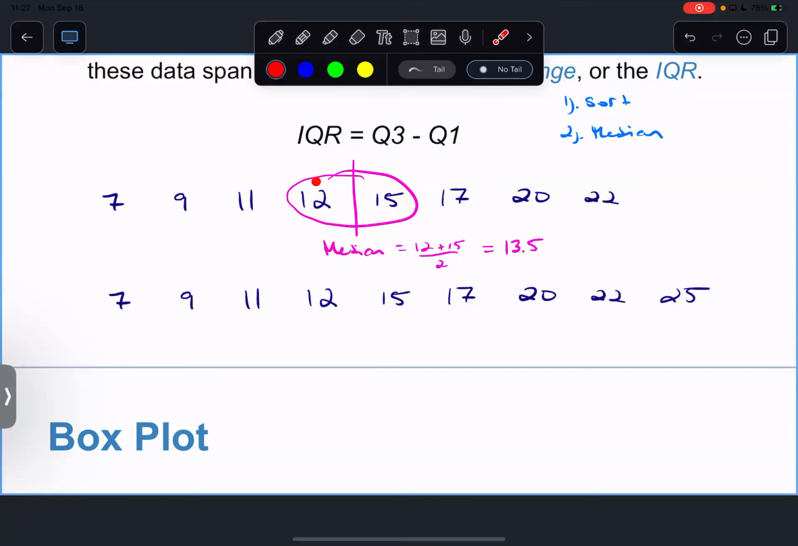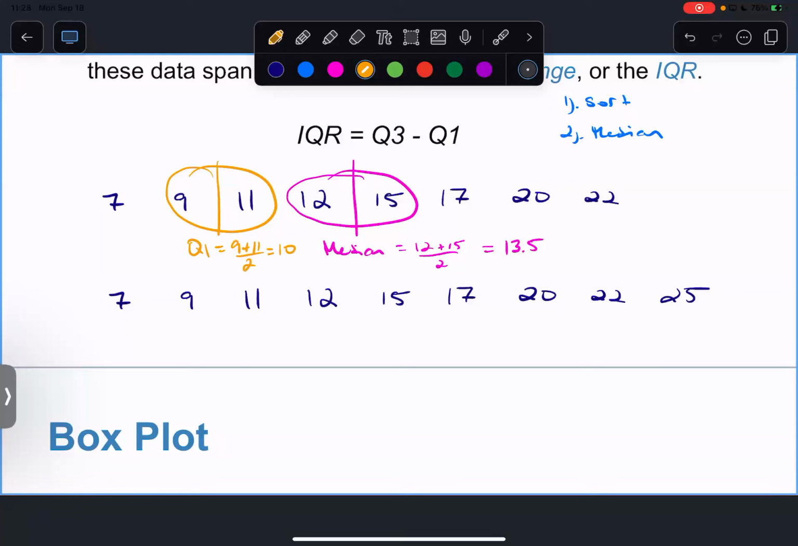All right, so 7 and 12, now I'm finding the first quartile, right? So boop, boop. Q1 is going to be 10.